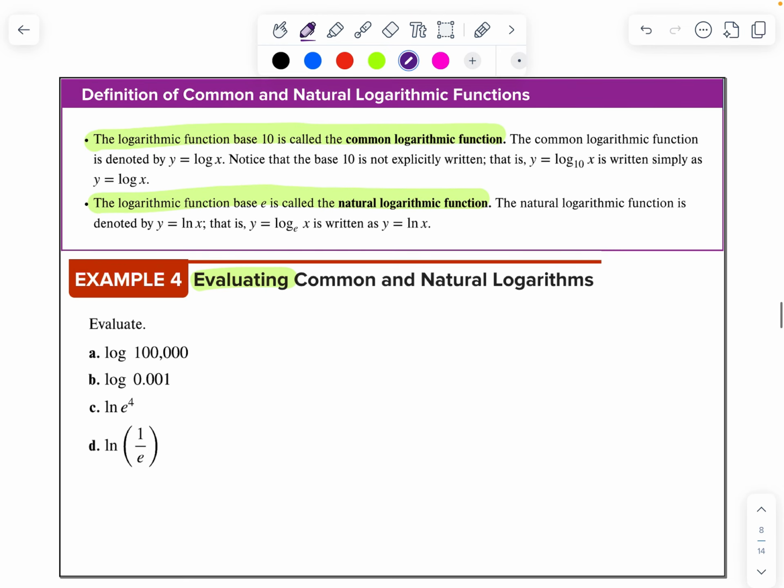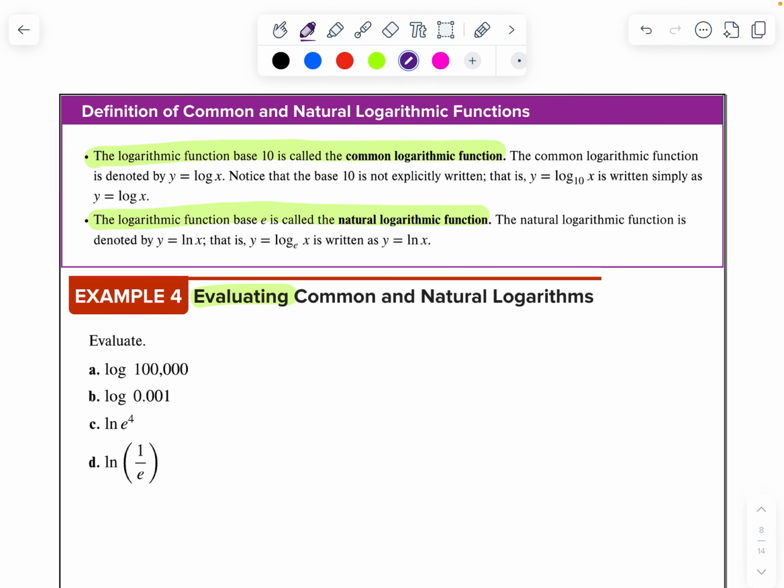We do have two special logarithms. They're called the common log and the natural log. The common log has a base of 10, and we just write it as log x. Anytime you just see log x or log 10, log whatever, right? If I just saw in my problem log 5, it's an understood base 10, just like saying x is the same thing as 1x, right? If I don't have anything written there, that's an understood base 10.